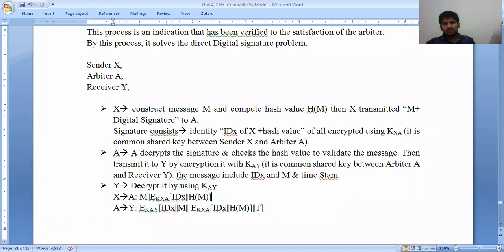So these are the terms you can remember. Here X is the sender and Y is the receiver. A is the arbitrator. H of M is a hash code, which is what we call the digital signature. And KXA is the shared key.